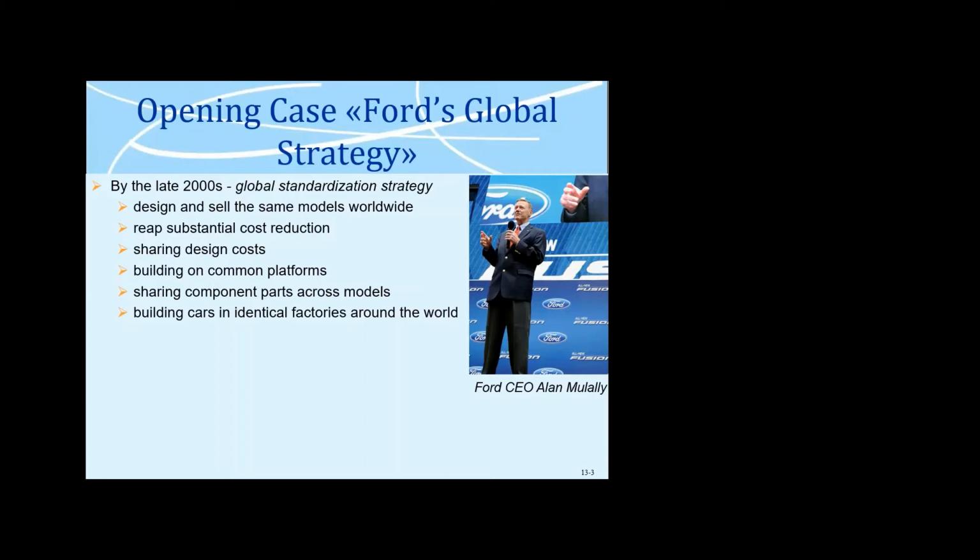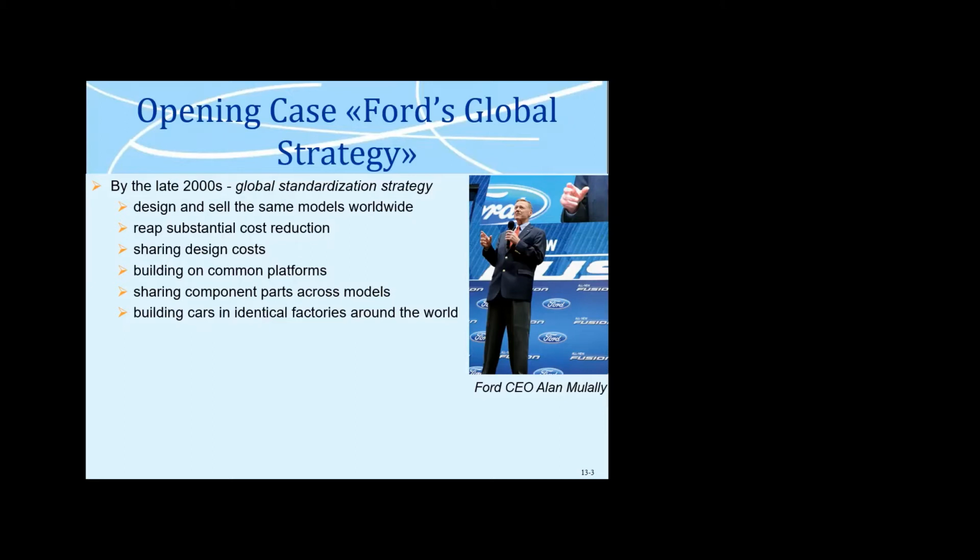I don't know if you heard about that. It aims to create a handful of car platforms that Ford can use everywhere in the world. So under the strategy, new models such as the 2013 Fiesta, Focus, and Escape share a common design. They are built on a common platform, they use the same parts, and are built in identical factories around the world. So he decided to adopt a global international strategy.